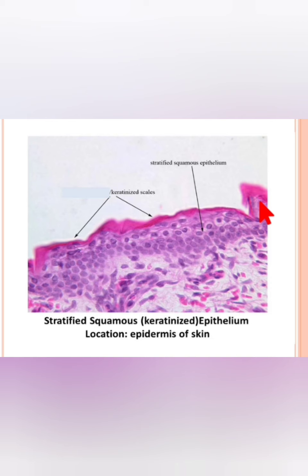This keratinized stratified squamous epithelium protects the deeper structures from mechanical injuries. It acts as a barrier against infection, and the most important function of this epithelium is that it prevents water loss.